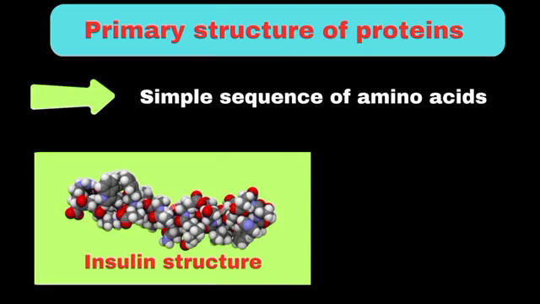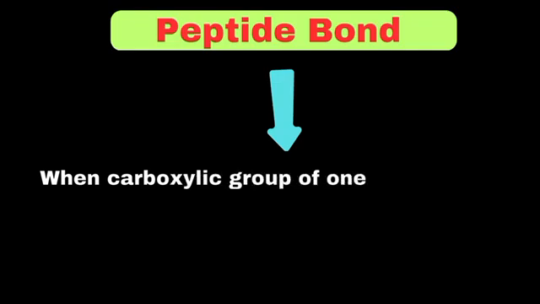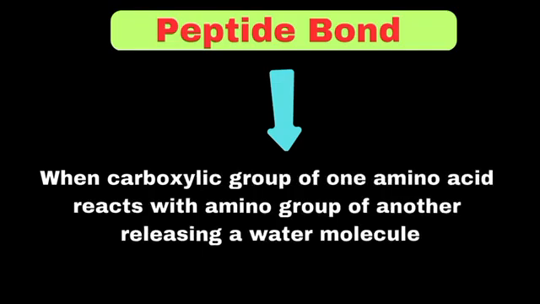Each amino acid has an amino group at one end and a carboxyl group at the other end, with a unique side chain that gives it specific properties. When these amino acids link together, the amino group of one amino acid reacts with the carboxyl group of another, forming a peptide bond. Actually, a peptide bond can be defined in a simple way. It is formed when the carboxyl group of one amino acid reacts with the amino group of another, releasing a water molecule. Now we can move towards secondary structure.